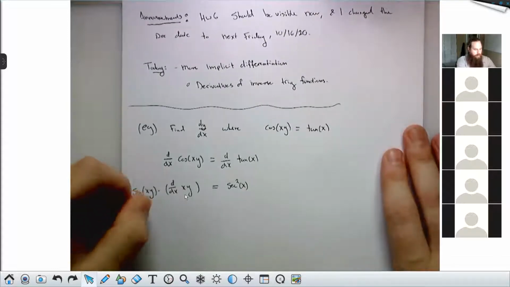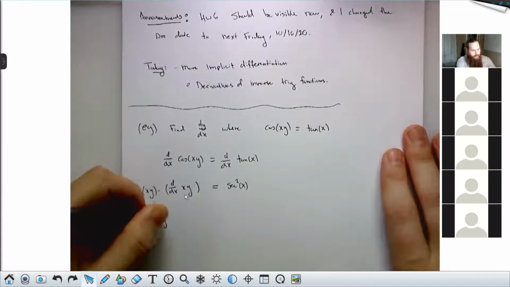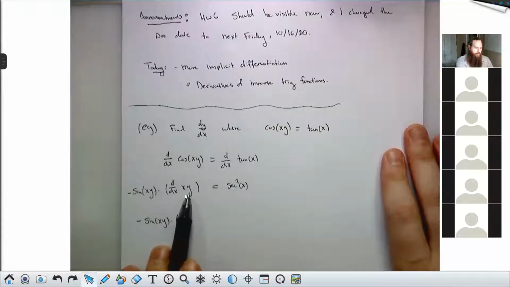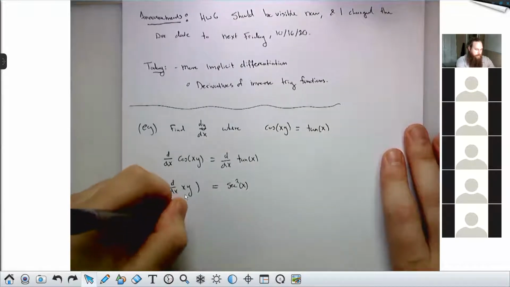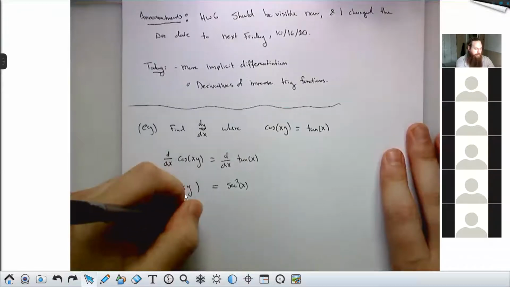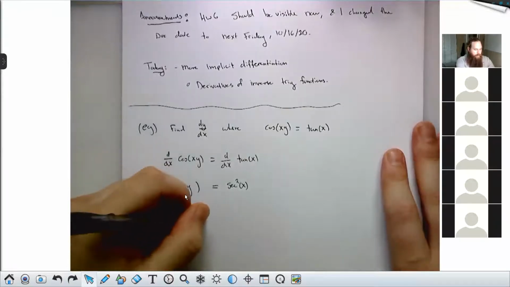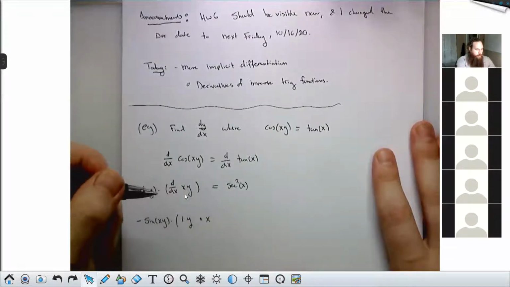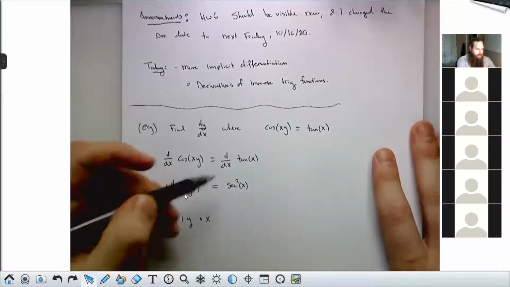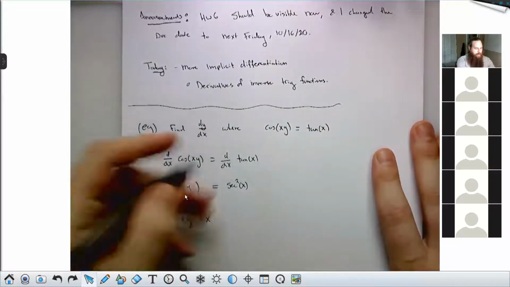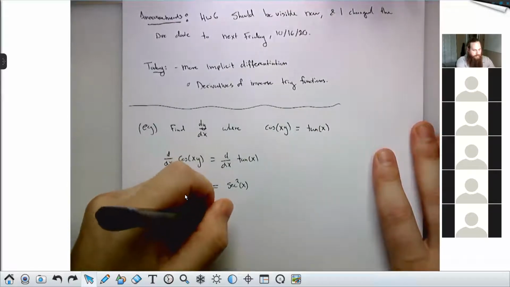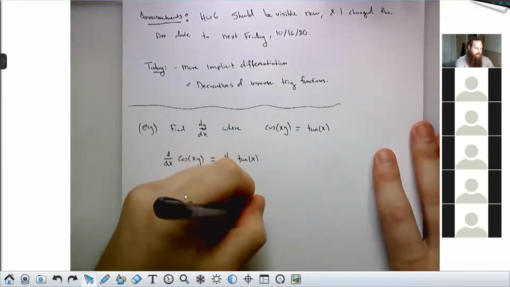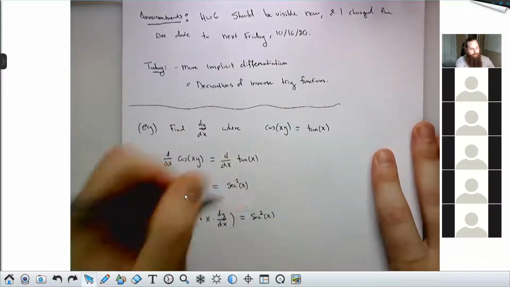So we'll have negative sine of xy times, within here, I use the product rule. So first I'll differentiate the x, that's a 1, leaving the y alone. And then I add that to what I get when I leave the x alone and I differentiate the y. The derivative of y, we could write as y prime, but since I'm using the Leibniz notation here, I'll write that as dy dx. They mean the exact same thing. And then my right-hand side is still secant squared of x.